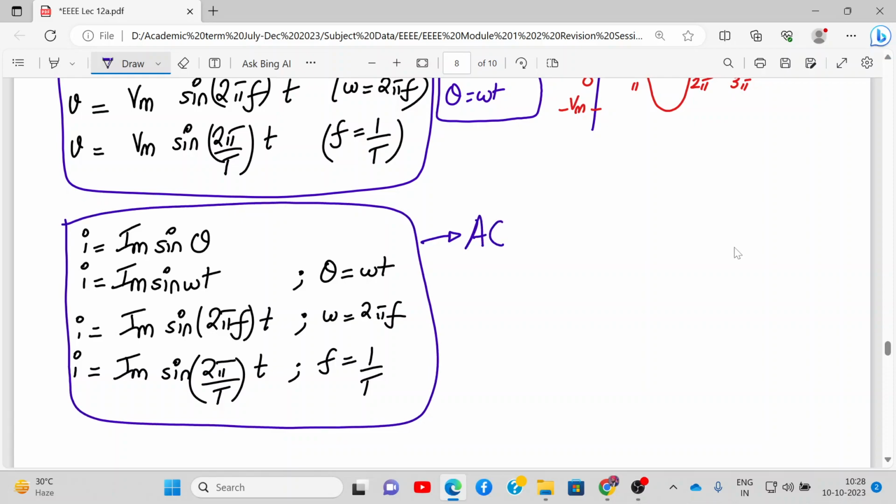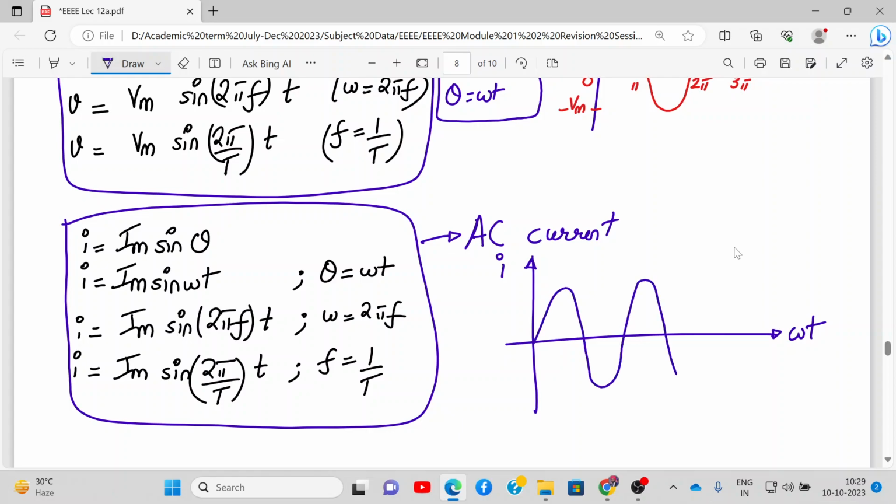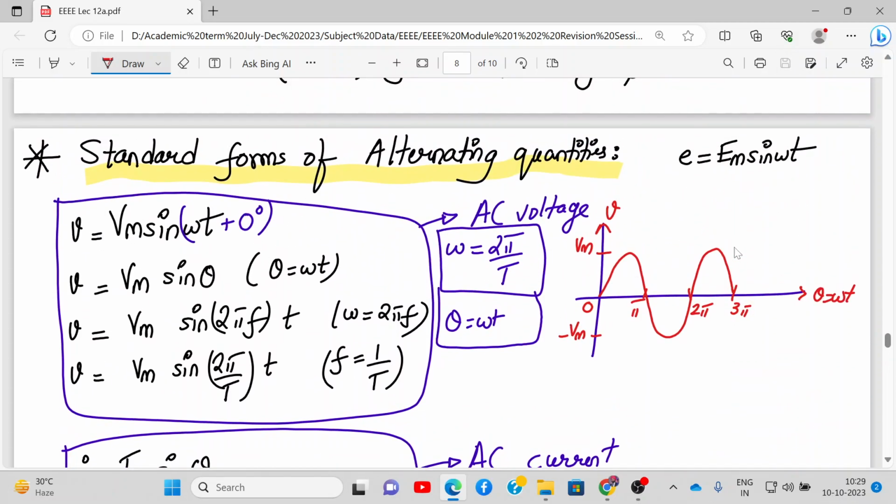This represents AC current. All right. Diagrammatically, if I want to represent the AC current, it will be like this. Same sinusoidal nature. This is I, this is omega t, and we represent the current in this form. Okay. This is pi, 2 pi, 3 pi, and 4 pi, and so on and so forth. So these values over here will be Im, and here it will be minus Im.